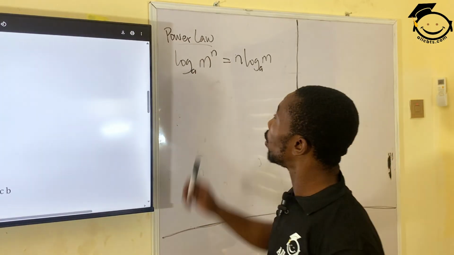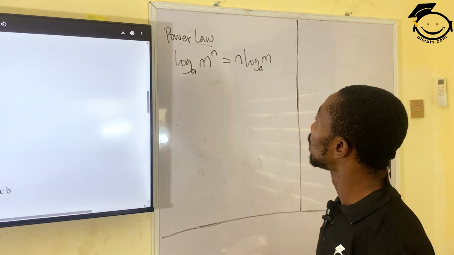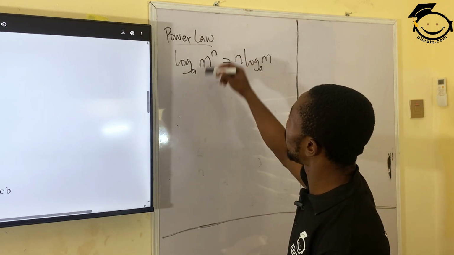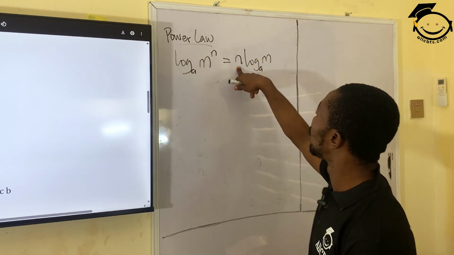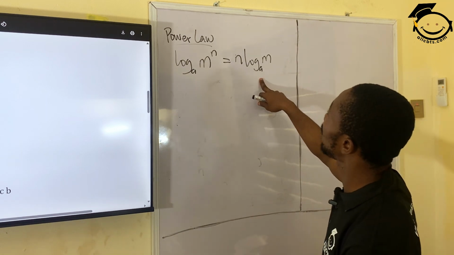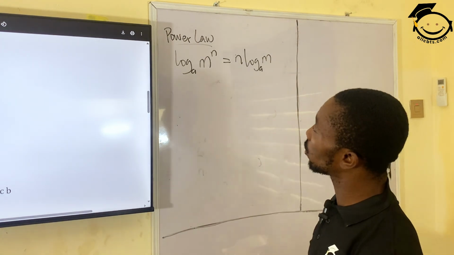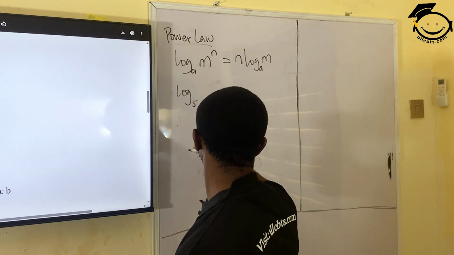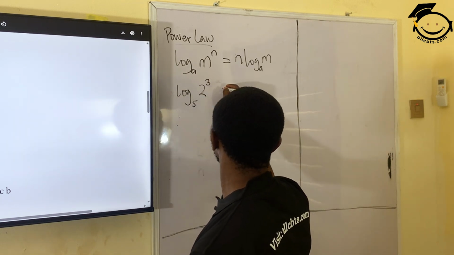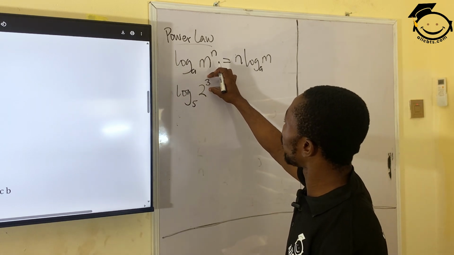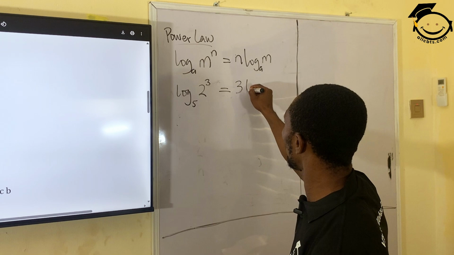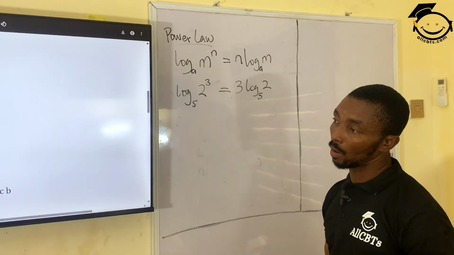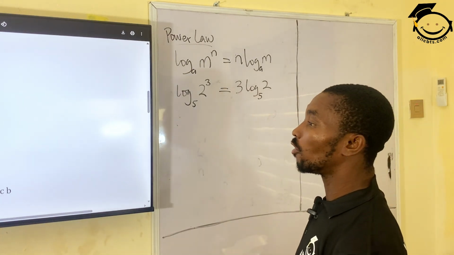Looking at our power law, we have log a of m raised to power n. Now, it can be rewritten as the power to which m is raised is brought down to have n log a m. Now, let's look at an example. If we have log 5 of 2 raised to power 3, this can be rewritten as our power 3 here will be brought down to give 3 log 5 of 2.